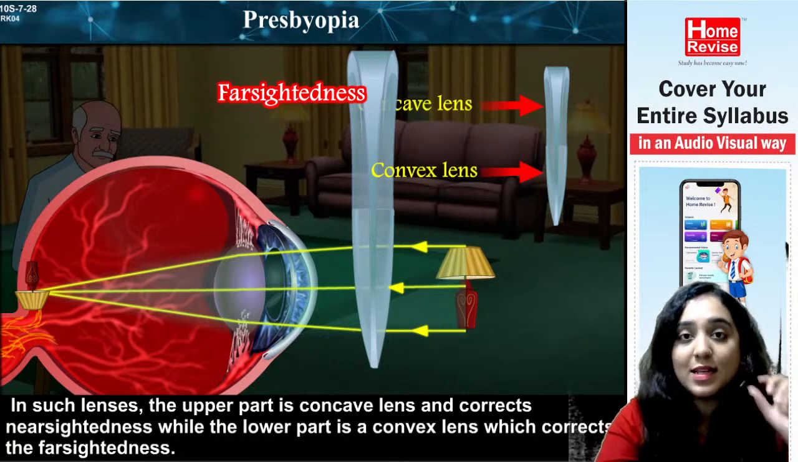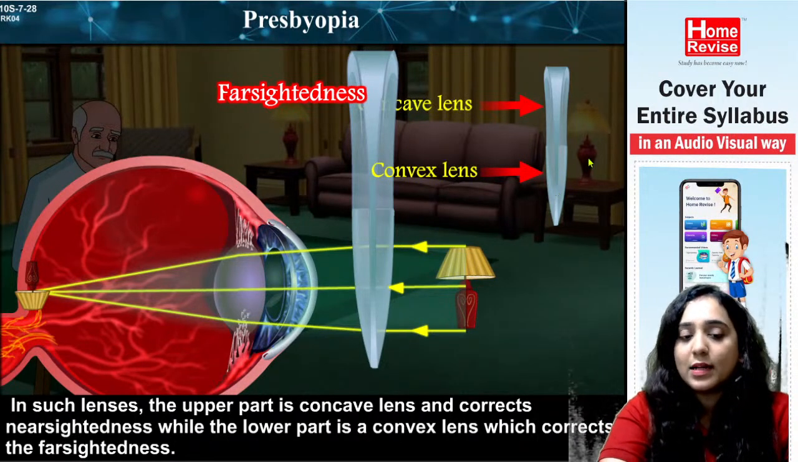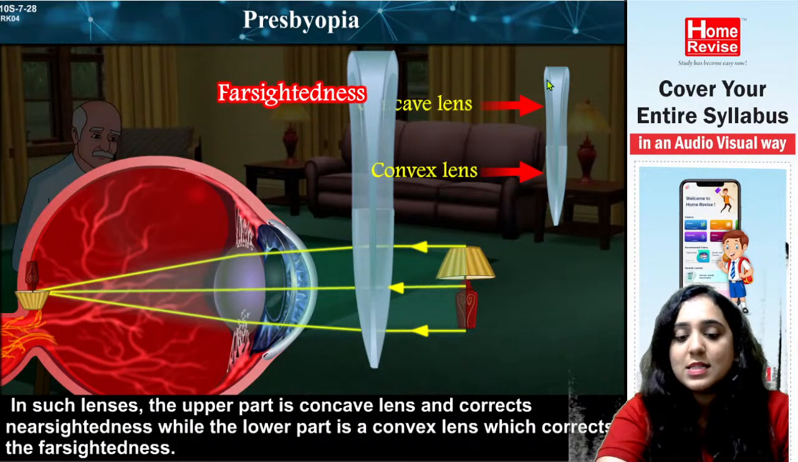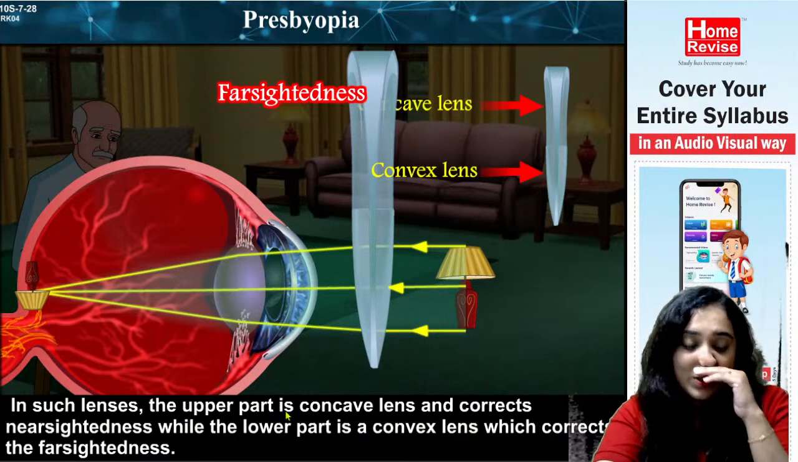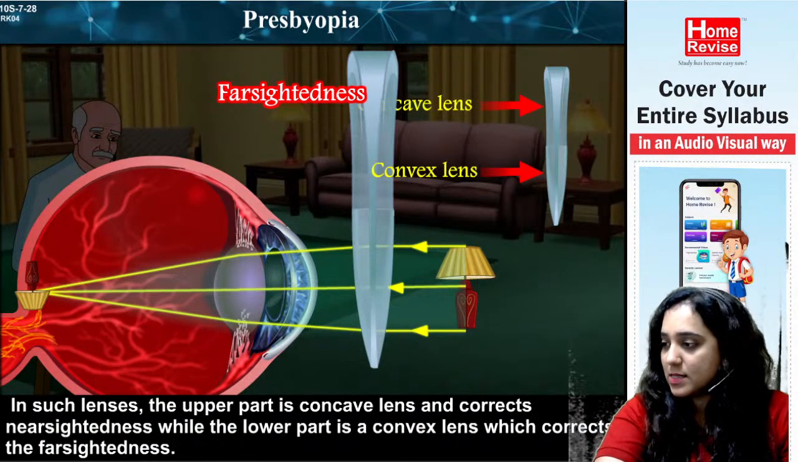The upper one is the thick one, that is the concave, and the lower one is the thin one, that is the convex. So both things are corrected by using a single spectacle. The upper part is a concave lens which treats nearsightedness, and the lower is a convex lens which treats farsightedness.